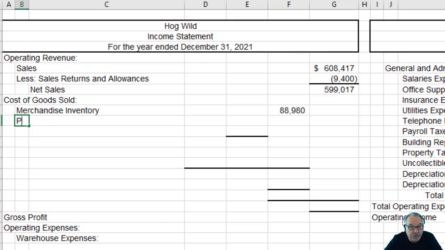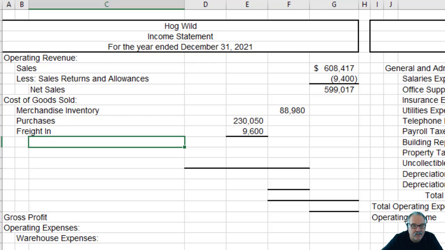Next, we have purchases. This is what we bought. And our purchases are $230,050. We also paid for some freight. Freight in. This is what we paid to bring this material into our warehouse, into our store, whatever it is that we're doing. In Hog Wild, did they tell us what they do? Retail firm, and they sell motorcycles, parts, and accessories. So this is a motorcycle company.